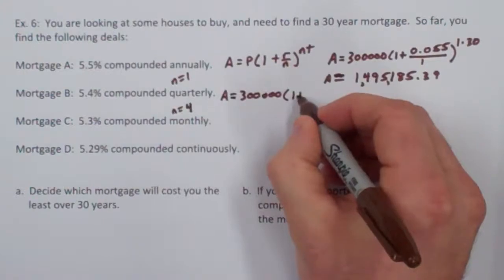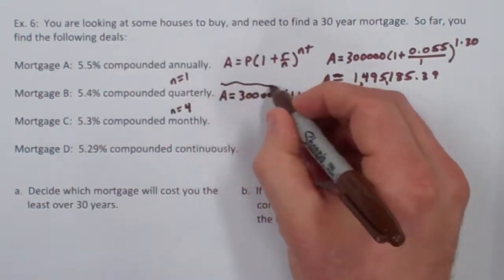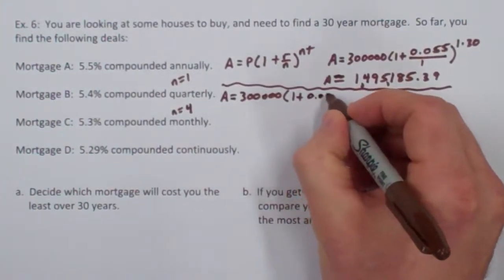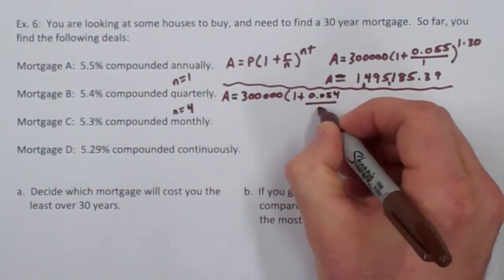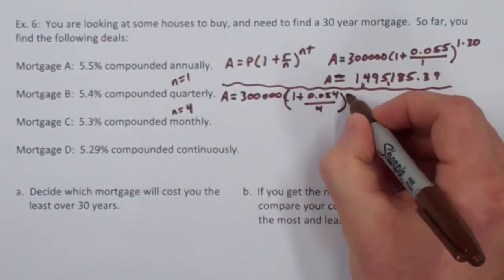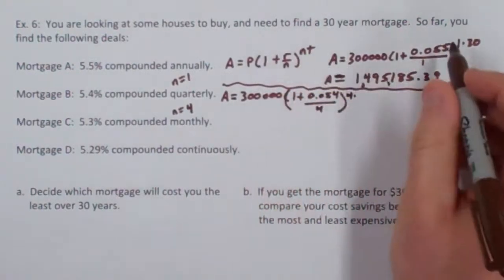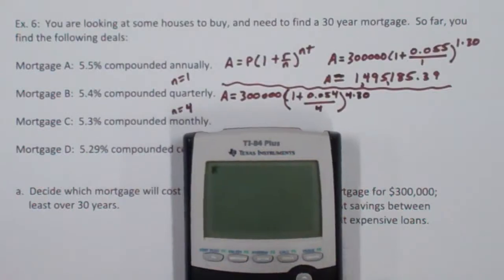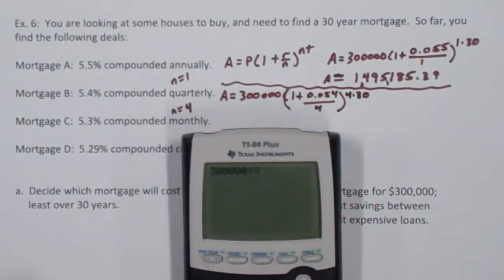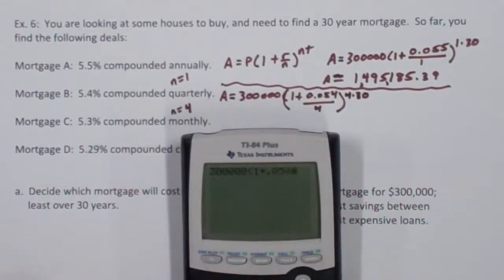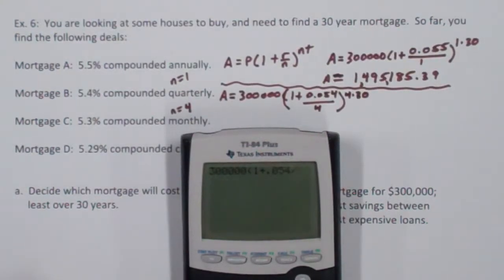And this one's going to be 1 plus 0.054 divided by 4. And that's going to be raised to the 4, remember N, times T, which is 30 power. So let's go ahead and type that into the calculator. We've got 300,000 times 1 plus 0.054, and that needs to be divided by 4.